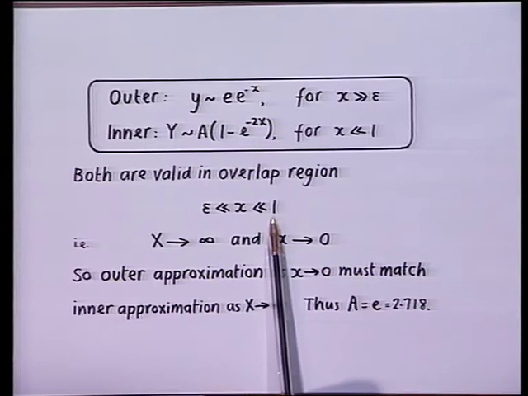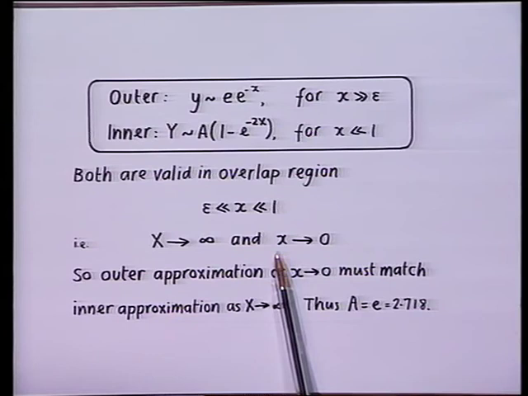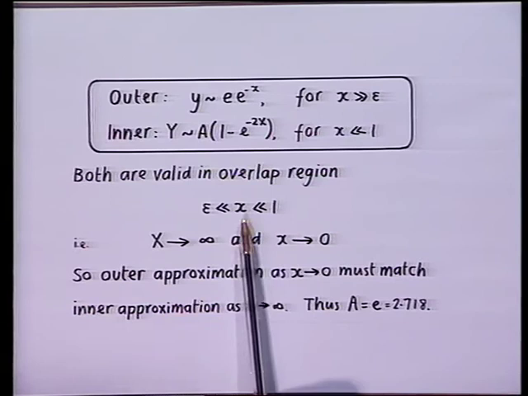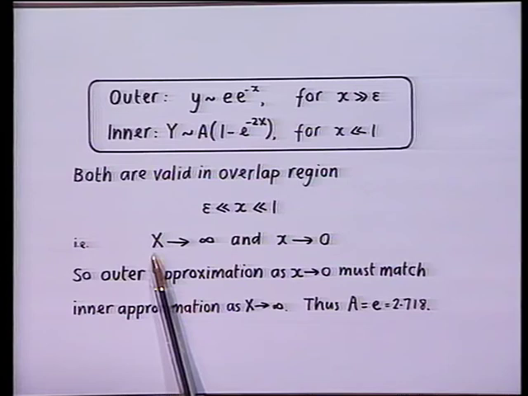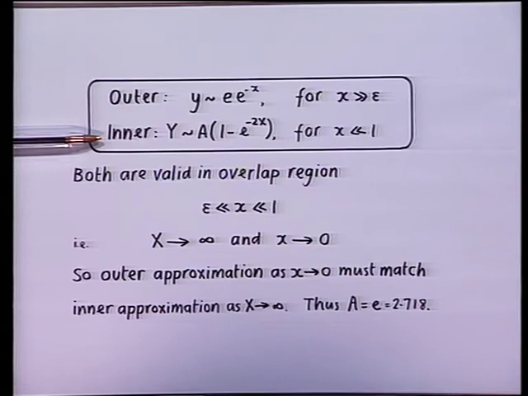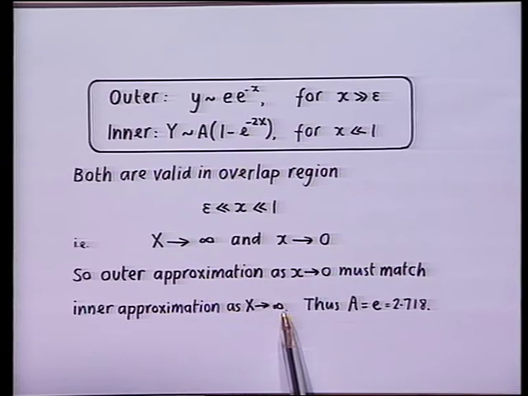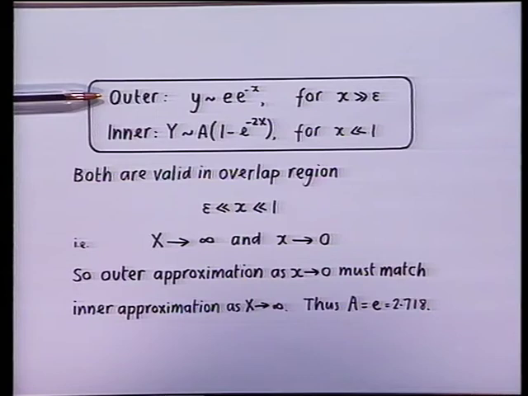x a lot less than 1 means that x can be regarded as tending to 0. But recall that big X is little x over epsilon, so that if x is a lot bigger than epsilon, big X is large. So we can represent this by saying big X tends to infinity. The conclusion is then, for these two approximations to hold and to join together smoothly, the limit of the inner approximation, as big X tends to infinity, must smoothly match with the form of the outer approximation as little x tends to zero. So if I simultaneously let little x tend to zero and big X tend to infinity, these two representations for the solution must match smoothly together.